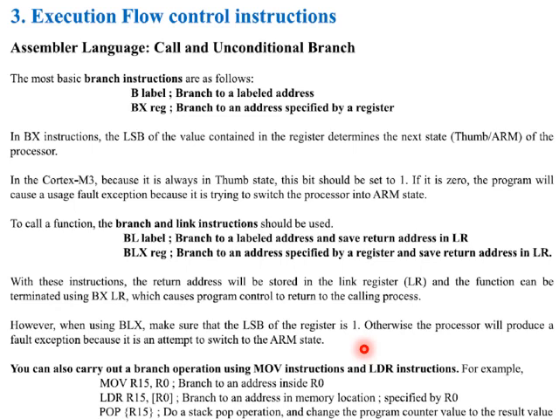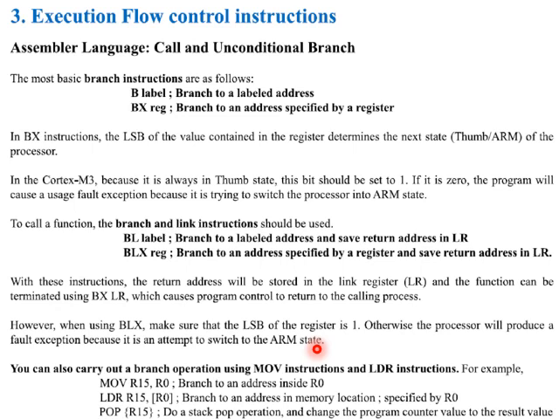When you use BLX, you should make sure that the LSB of the register is 1. Otherwise, the processor will produce a fault or an error result. This is because it is an attempt to switch to the ARM state. ARM state means a 32-bit instruction execution state.